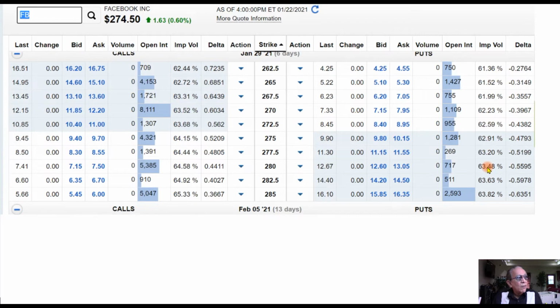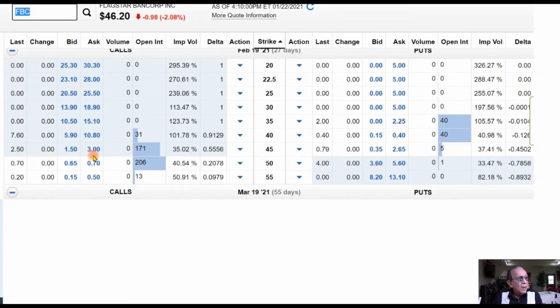And here we got Flagstar Bank. The shares are at $46. Very interesting, right? It's on the money, and in the money at $45, you only pay $3. But look at the implied volatility over here. Implied volatility is 295% on this one. This one 123%. The other one is 35%. So what's going on here?